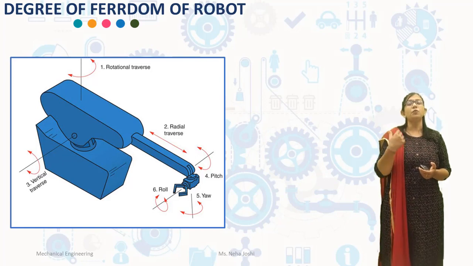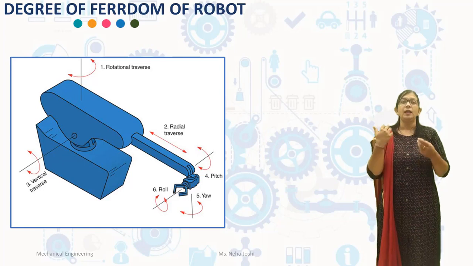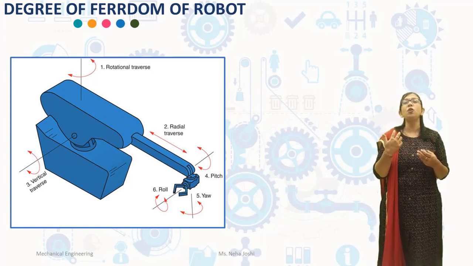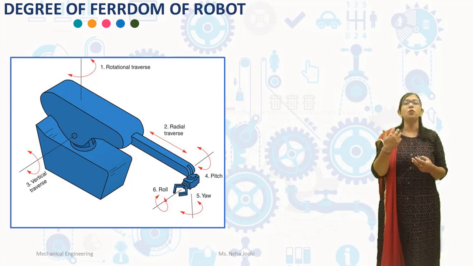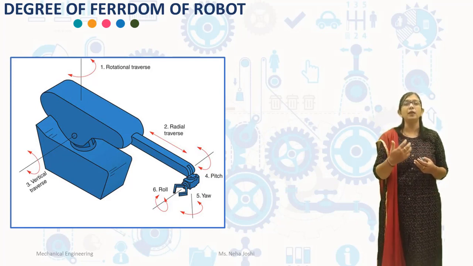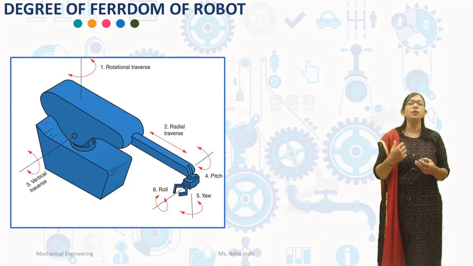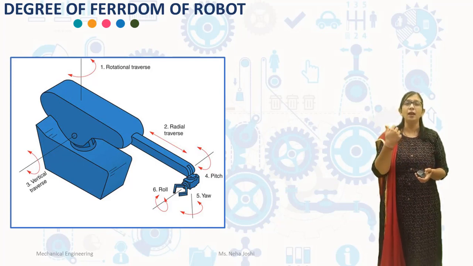Now we will discuss the degree of freedom of the wrist. Now, what is wrist pitch? Wrist pitch is the up and down rotation or pitching of the wrist about the horizontal axis of the wrist. Next one is wrist yaw. Wrist yaw is the rotation of wrist in the horizontal plane about the vertical axis of the wrist. And last one is wrist roll. Wrist roll is the rotation or rolling motion of the wrist about its longitudinal axis.